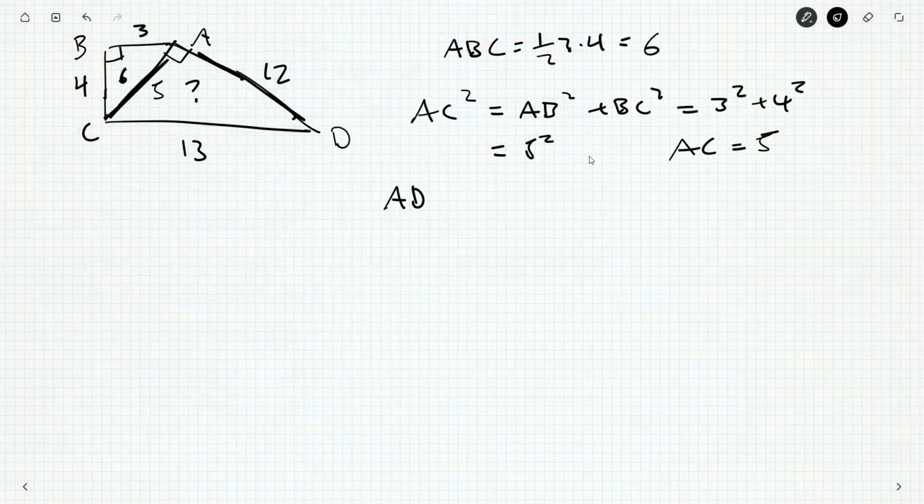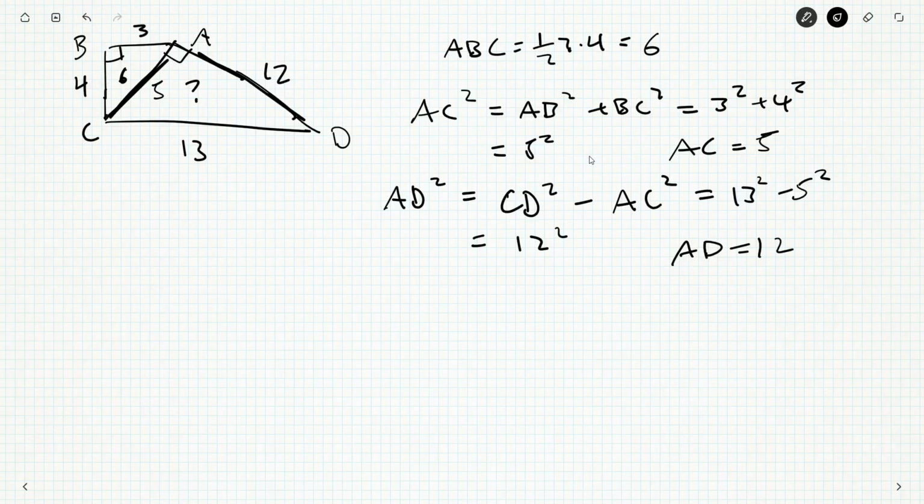So now AD squared, again by Pythagoras, is CD squared minus AC squared. That's going to be 13 squared minus our newly figured out 5 squared. And you can work it out on your calculator. 169 minus 25 is 144, which is 12 squared.